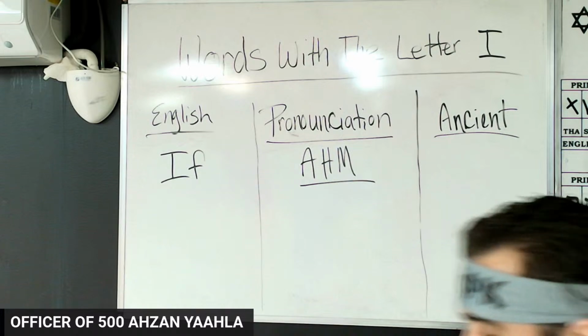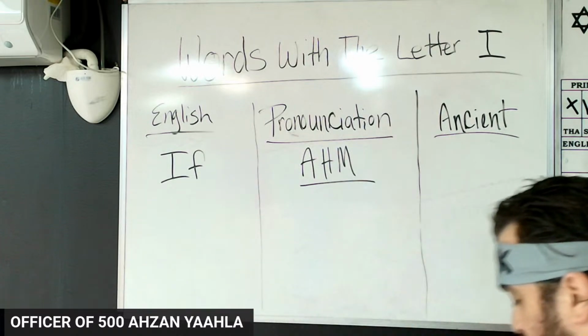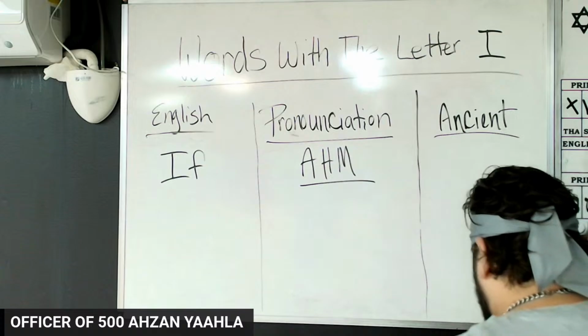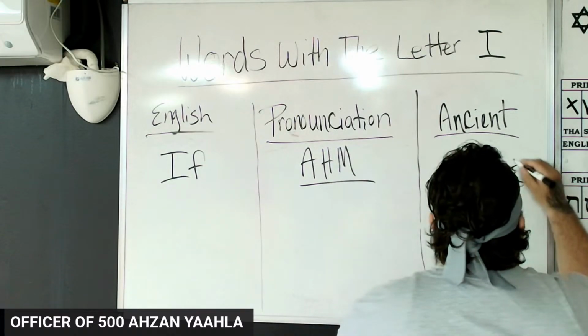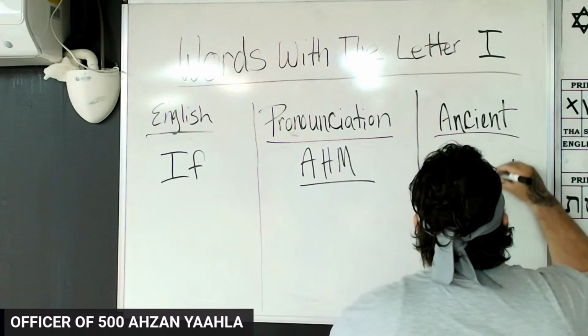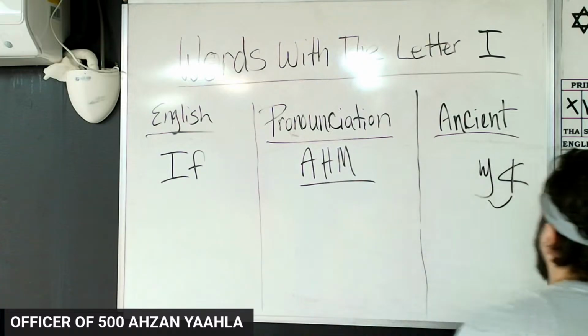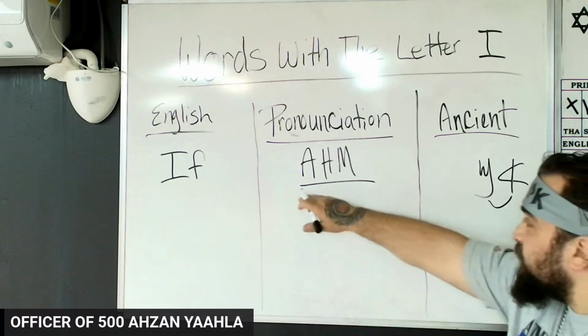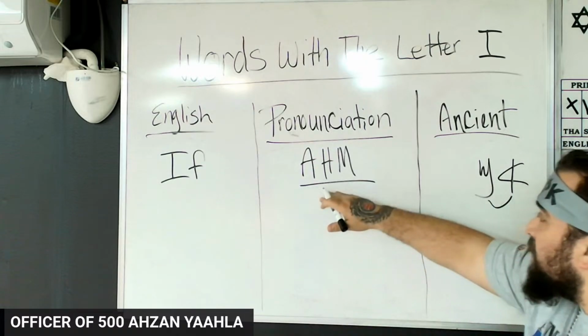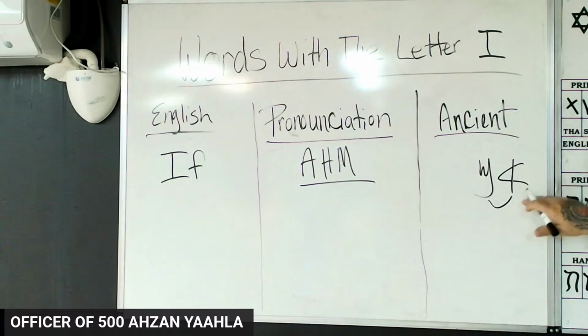All right, now I'm going to write it in the ancient. Remember, everything is from right to left. Just because it's written from left to right here, that's just a pronunciation. We write it in the ancient right to left. Let's not forget that.